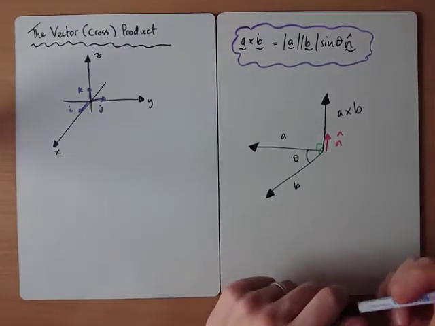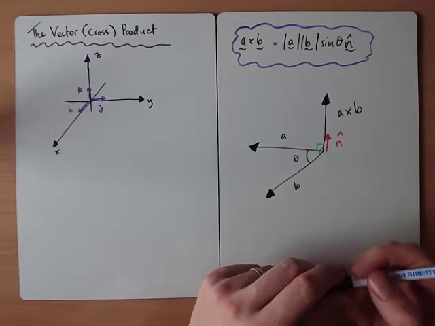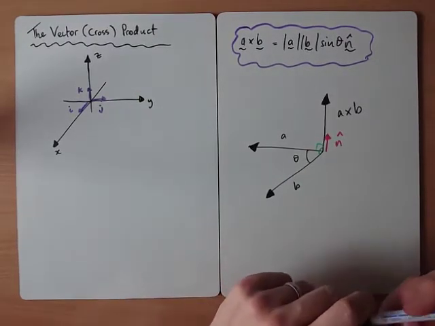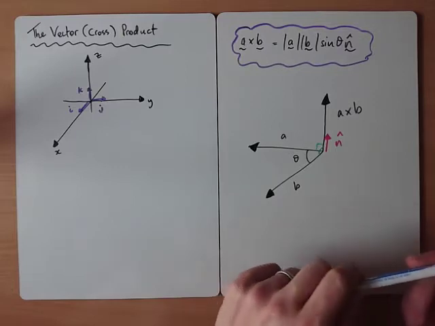Let's take a look at the vector or the cross product. This is a way of multiplying two vectors together. Normally in 3 dimensions, you could do it in 2 dimensions, but we're going to look at it in 3 dimensions.